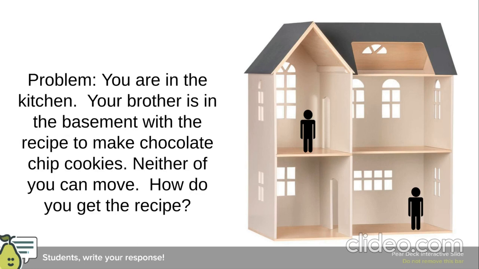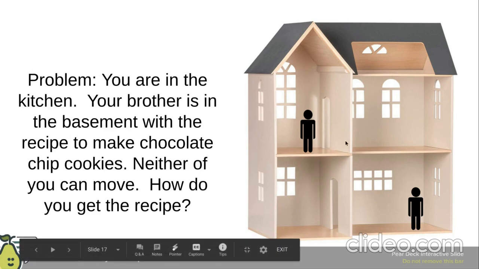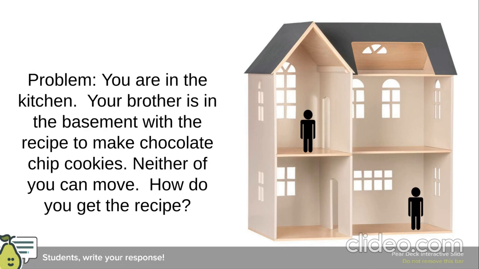All right, here's our problem. You are in the kitchen. Your brother's in the basement with the recipe to make chocolate chip cookies. Remember how we talked about cells, and how DNA has the instructions to make proteins, kind of like the recipe to make chocolate chip cookies. Well, your brother is in the basement. He's got the chocolate chip cookie recipe. You're up here. Neither of you can move. How do you get the recipe? Any answer is correct here, so go ahead and write down an answer in that box.